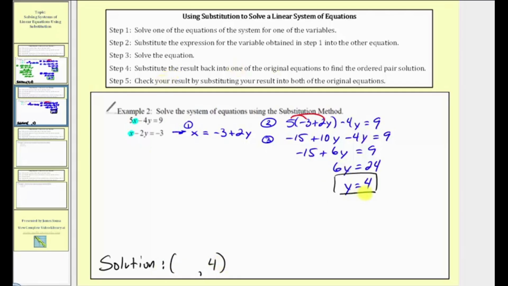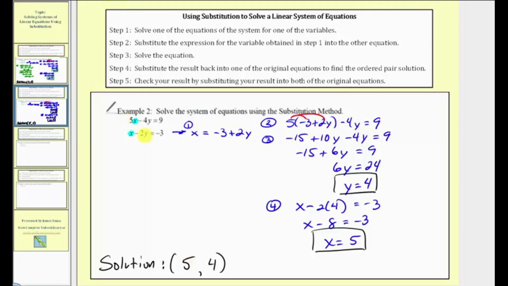Step 4, we want to substitute this value here for y into one of the equations to determine our ordered pair solution. Because we're trying to find the value of x, let's use equation 2. So for step 4, using equation 2, we'd have x minus 2 times 4, because we now know y is 4, equals negative 3. So x minus 8 equals negative 3. Adding 8 to both sides, x equals 5. So our ordered pair solution would be 5, 4.